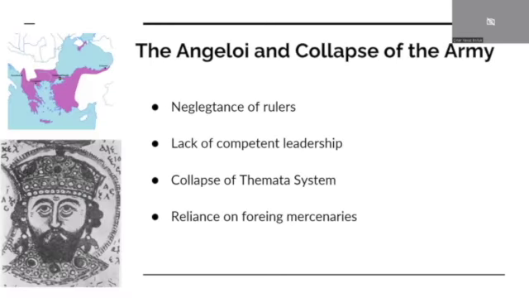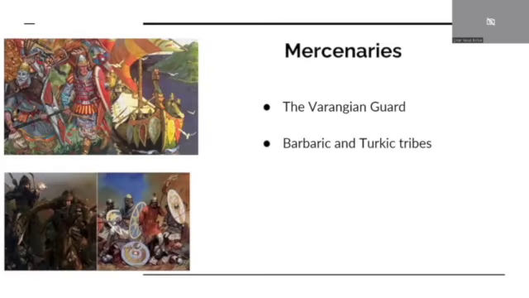After the Komnenoi, the Angeloi ignored much of military affairs. This resulted in corruption and lack of competent leadership, on which the Byzantine army heavily relied. Because the quality of regular forces and local leadership started to decay, the army became dependent on foreign mercenaries over time. The Angeloi's neglect and the disintegration of the thematic system concluded in the collapse of the Byzantine army, which played a significant role in the collapse of the Byzantine state as a whole.